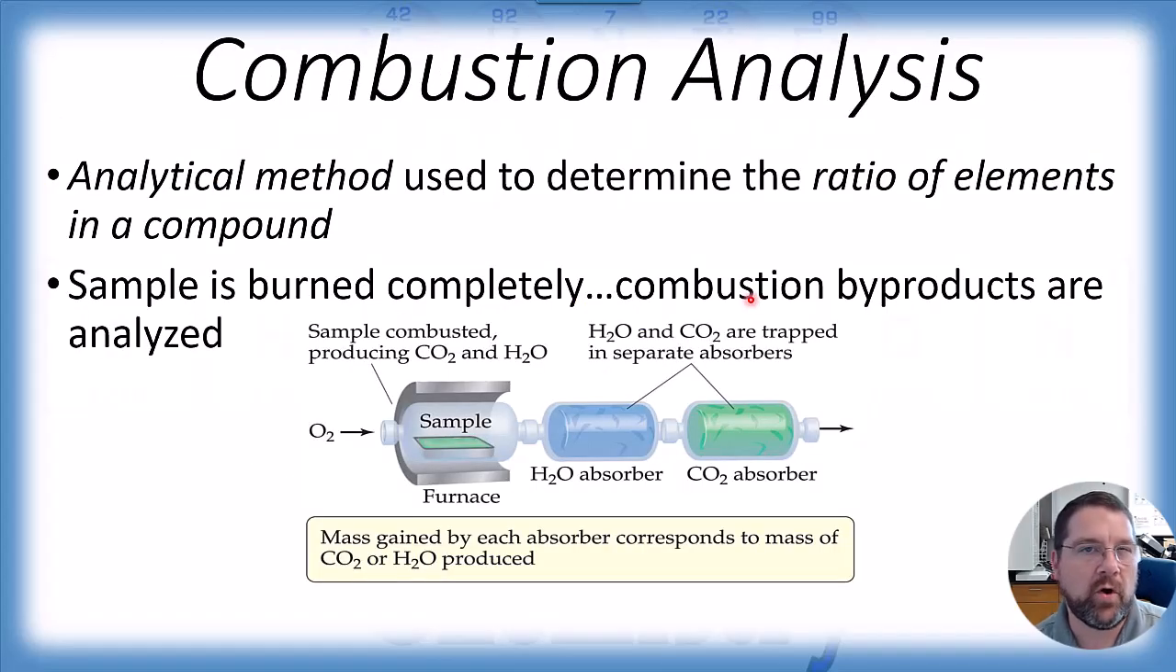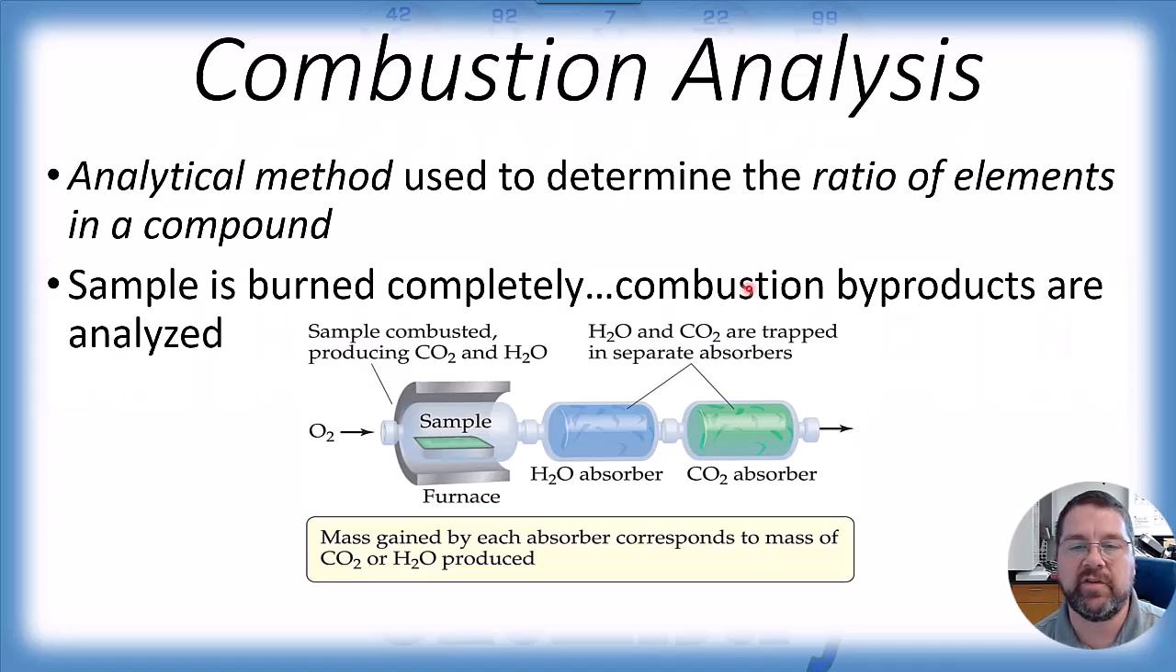Now you might wonder, how is it that we would get these masses of these different elements, or the percentage composition? One of the analytical methods that we can use to achieve this data is called combustion analysis. And as the name indicates, it involves burning the sample completely. For hydrocarbons, if you have complete combustion, you're going to get two primary products, carbon dioxide and water.